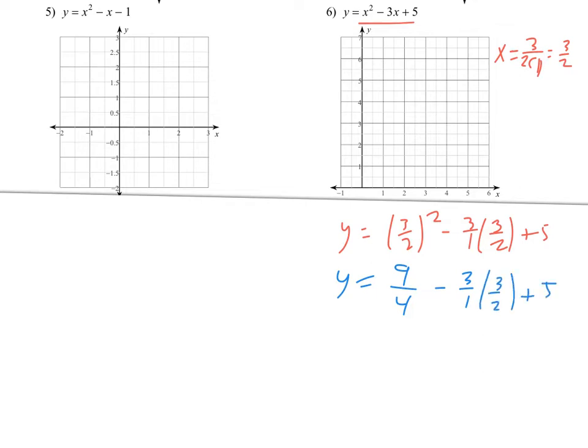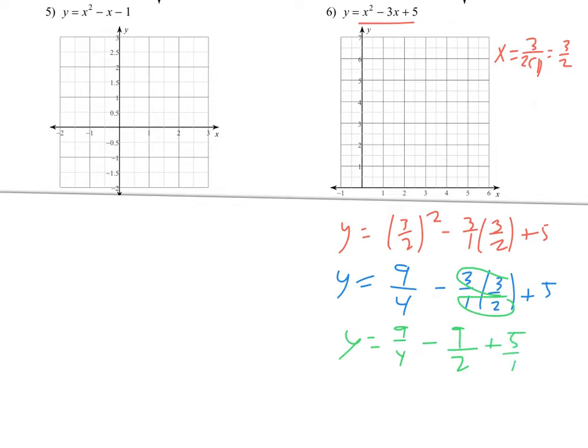And now I'll do my multiplication. So that is 9 over 4. And then for multiplying fractions, we do not need a common denominator. We just go top times top up top, and then bottom times bottom on bottom. And then I'm going to put down here plus 5 over 1.